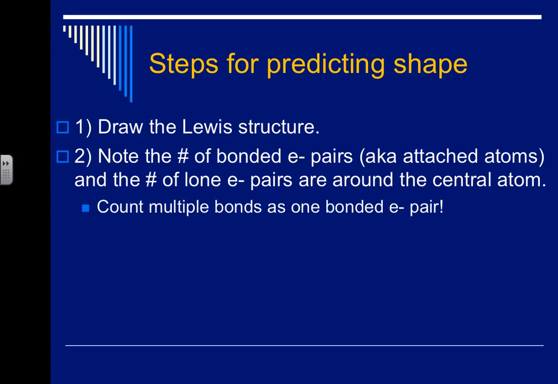When you get started doing this, one of the questions that always comes up is, will a single bond, a double bond, and a triple bond be treated differently? No. Count multiple bonds as one bonded electron pair. So a single bond counts as one attached atom. A double bond is counted as one attached atom. A triple bond, one attached atom.